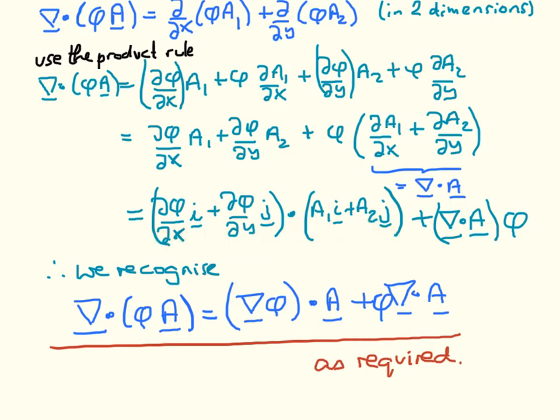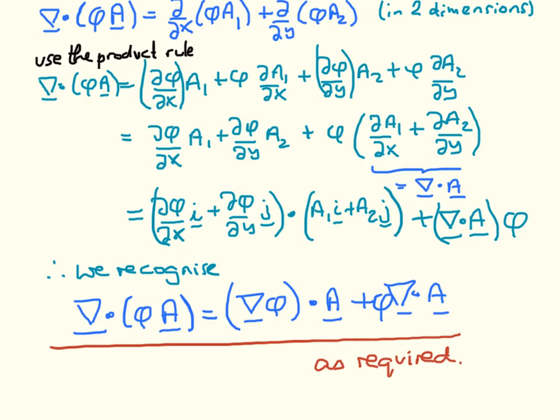So what we see is that the divergence of a scalar field multiplying into a vector field can be rewritten in this way. So I finally just write it out. This is the gradient of phi, and it's the scalar product of this gradient with the vector field A, plus our scalar field phi multiplying the divergence of A. And that was the identity that we were required to calculate.